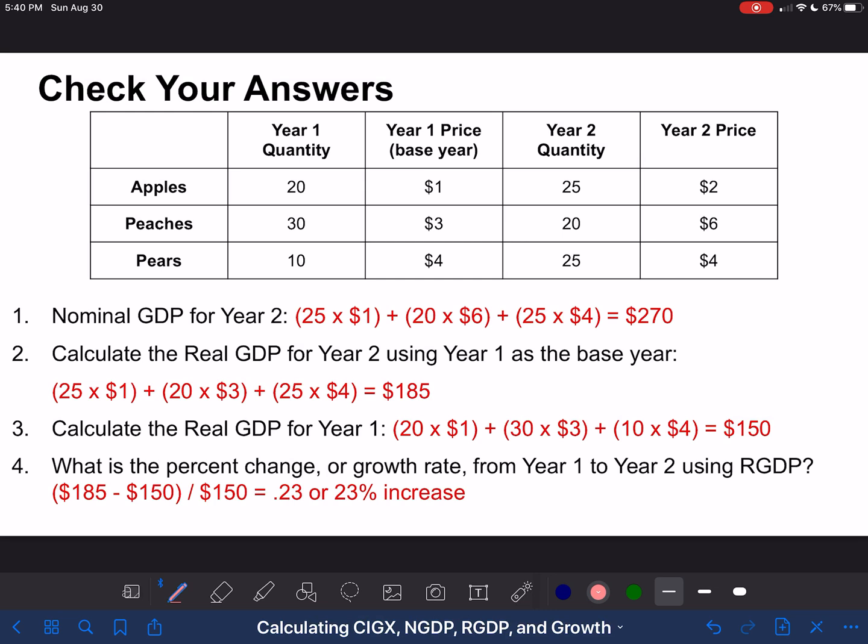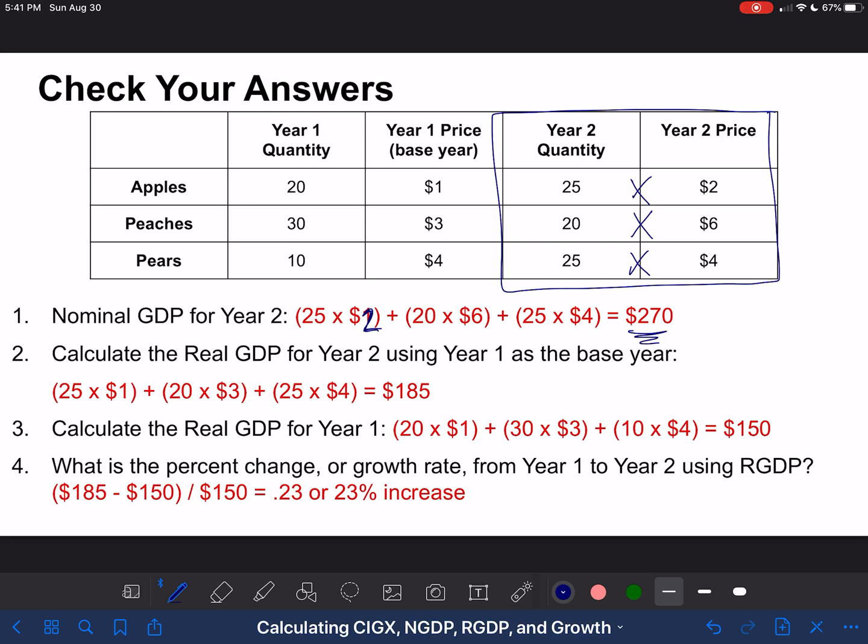So the nominal GDP for year 2 is going to be $270. So again, nominal GDP is the price times quantity. So we're just looking at year 2. So it's 25 times 2. This should be a 2. Plus 20 plus 6 plus 25 times 4 will get us 270.